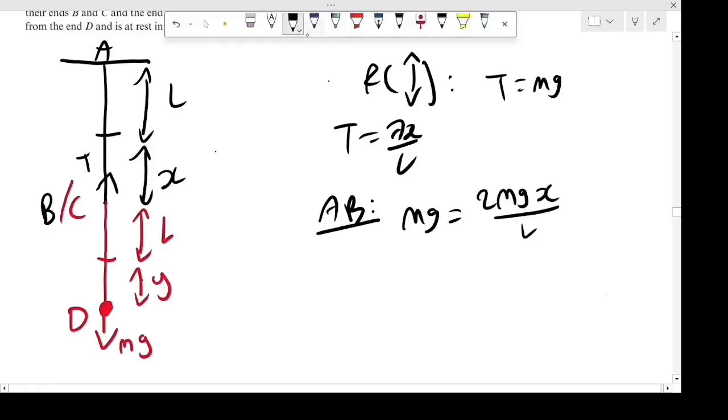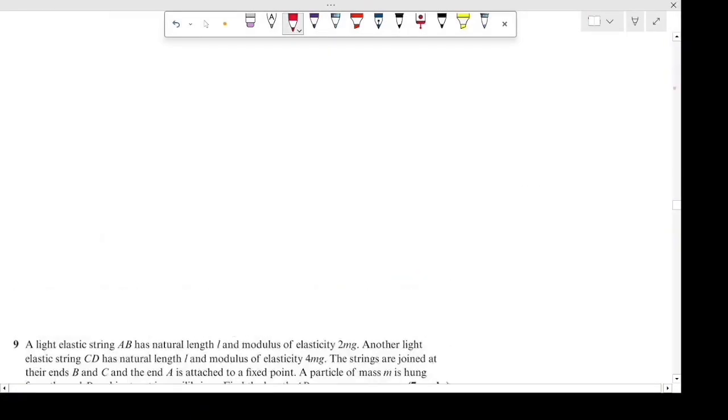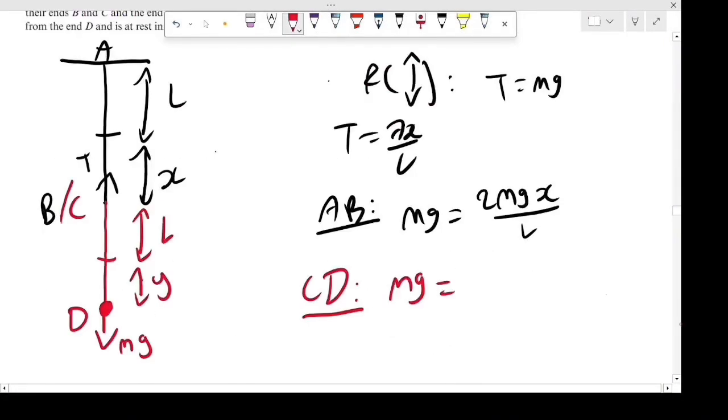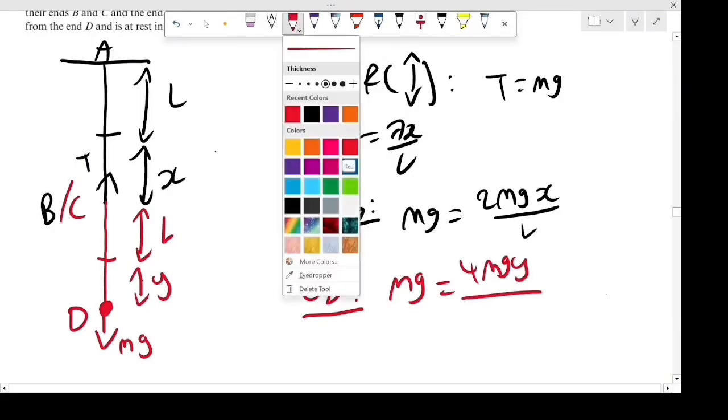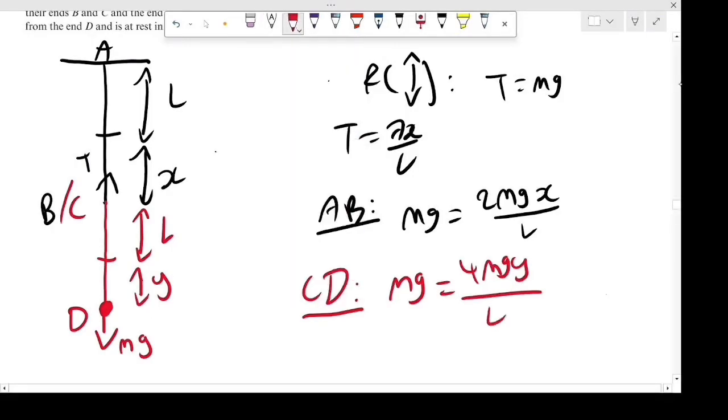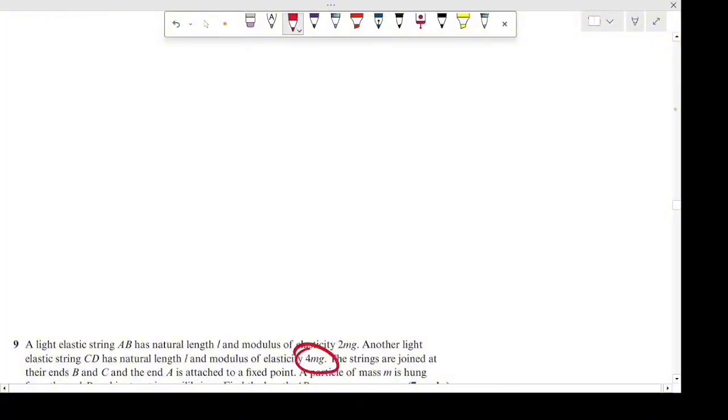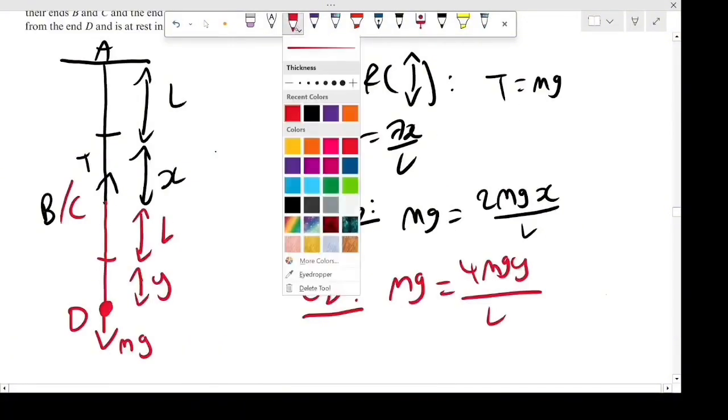Then for the string CD, again, T is going to equal lambda x over L. T is mg. That's going to equal, well, for the string CD, the modulus of elasticity is 4mg. And the extension is y, for the red string. And the natural length is L. Yes, they have the same natural length, okay, so there we are.